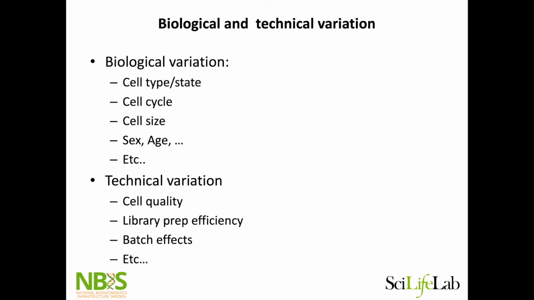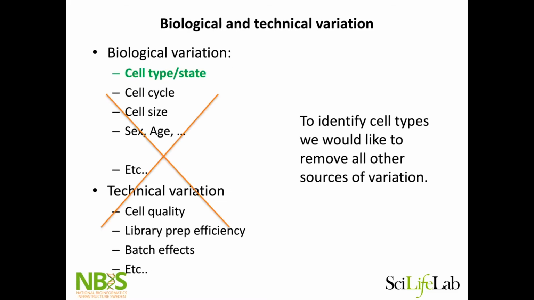And then I like to distinguish technical variation. That's more due to the quality of the cell, the different library prep, batch effects between the different samples. And ideally, we want to remove all of these other sources of variation when we want to identify cell types. We want the cell type signal to be as strong as possible and not these other things.